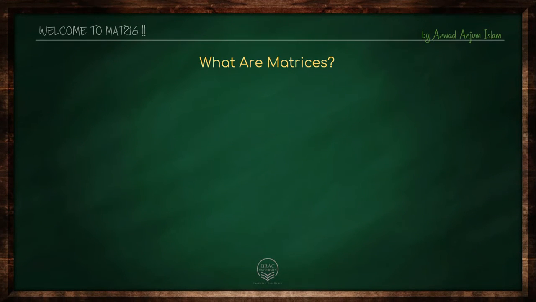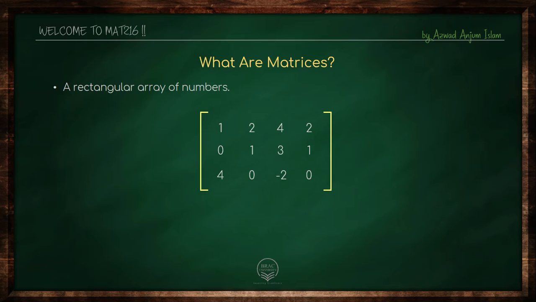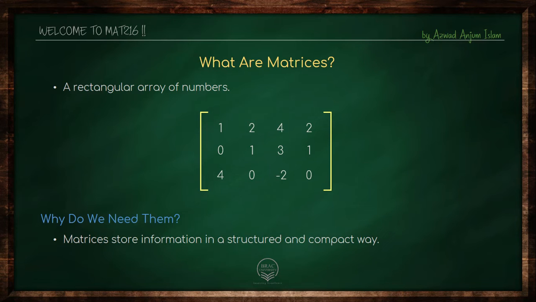Well, what are matrices? A matrix is a rectangular block of numbers. They will be enclosed in brackets, so it is basically as simple as that. You have a few numbers in a rectangular array, and there are two brackets enclosing it from either side. Now, why are these little blocks of numbers so important? Because they can store a lot of information very structurally and very efficiently in a compact way.